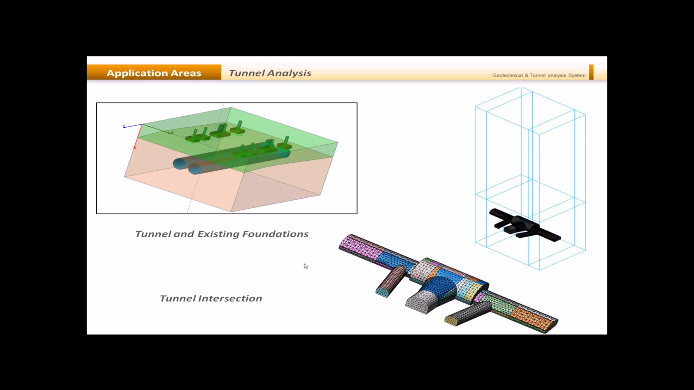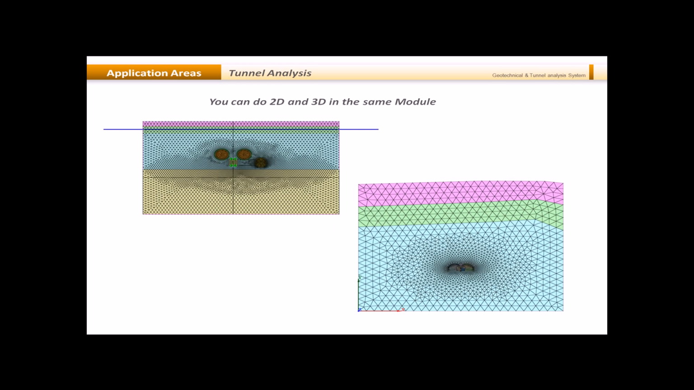And you can also model tunnel intersection. As you can see here, this is a tunnel intersection model. You can see that there are several tunnels which are connected to the main tunnel, and it's very simple and easy to model this kind of profile in Midas GTS.